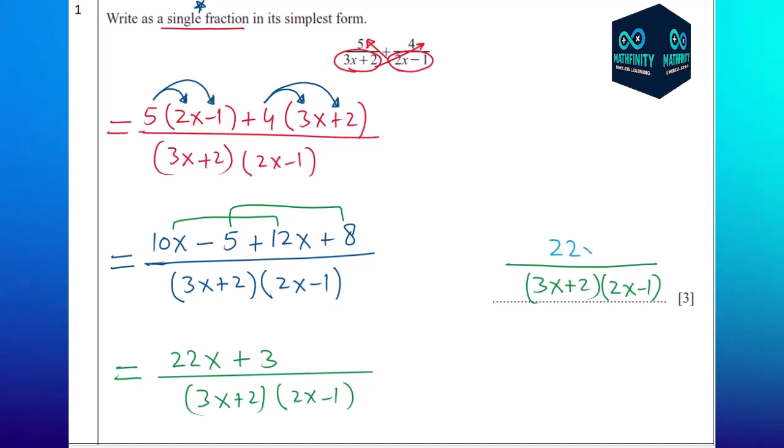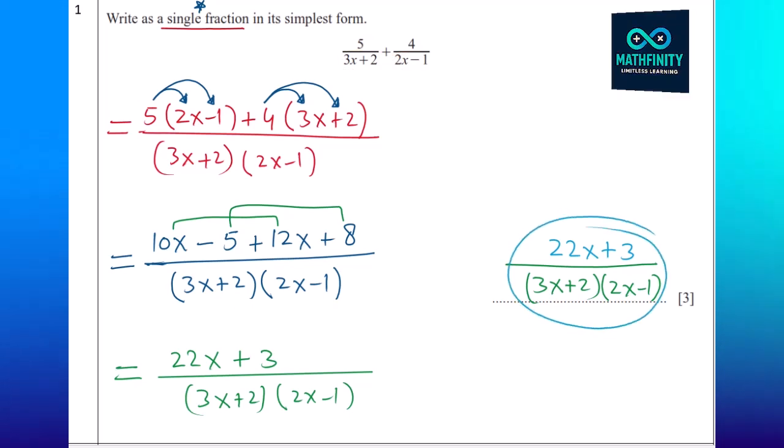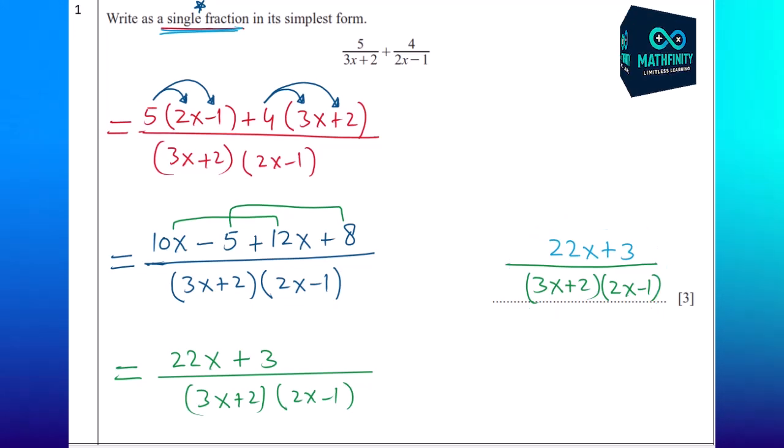So 22x plus 3. Look, there were two fractions at the beginning in the question. We merged them and we made a single fraction. And this was the requirement, write as single fraction in its simplest form. So we cannot simplify more. So this is the final answer. Hopefully, guys, you understand how to merge the fractions into a single fraction.